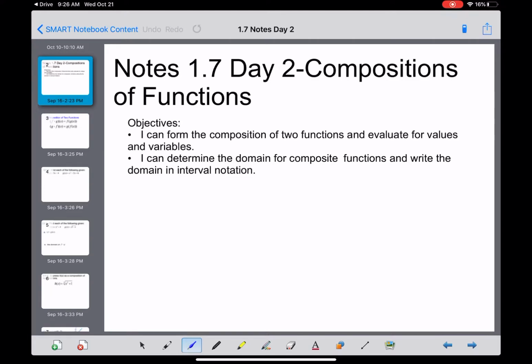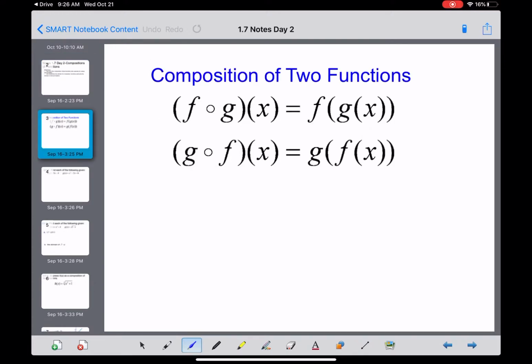So again, a little bit of review from Algebra 2, but we're going to form these compositions, also called composites, and then we're going to look at how to evaluate for certain values and then talk about domain. The domain is a little different here. We're still going to use those critical points or those critical values. So you have there in your notes what a composition is. It could be written both ways.